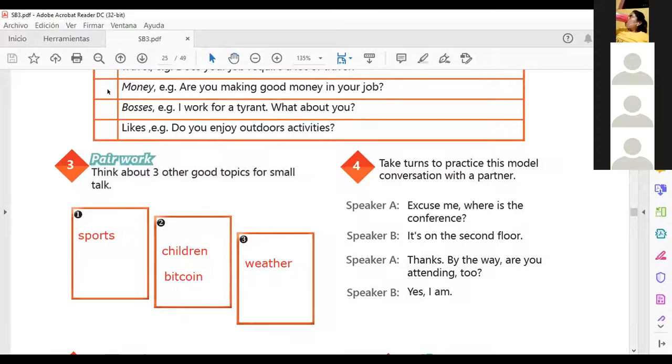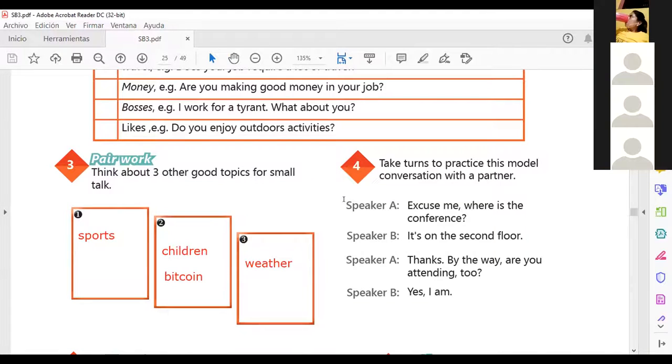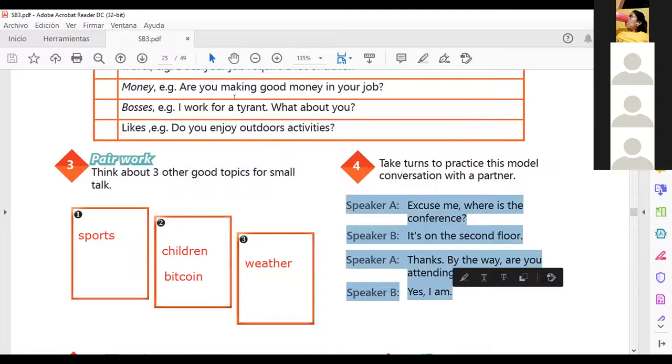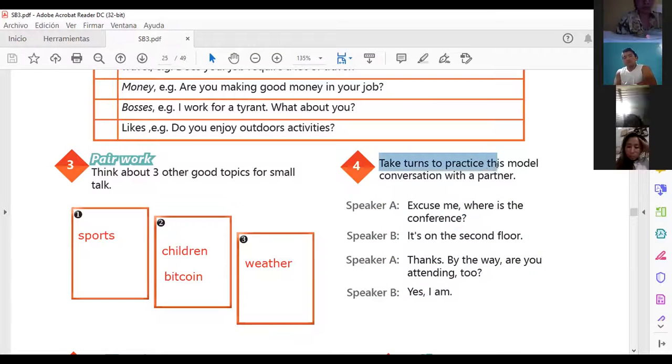Listen, ¿qué vamos a hacer con el vocabulario que tenemos arriba en la pequeña tabla relacionado a politics or something else? And these ones related to sport, children, Bitcoin, weather. We are going to create a short talk like this. This is an example. Take a look at this. Okay, we're going to practice this short talk and then we are going to create one single conversation between two of you. It says, take turns to practice this model conversation with a partner.